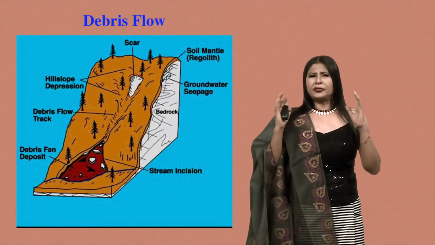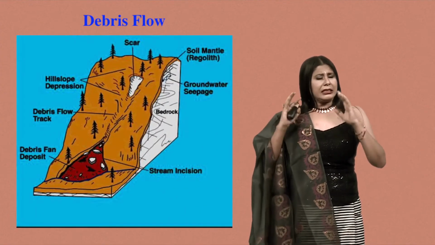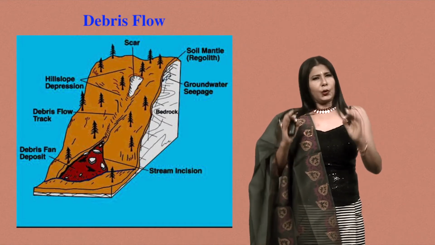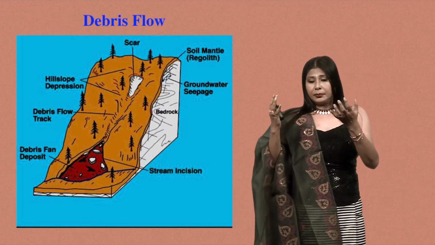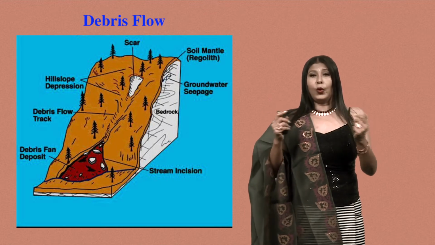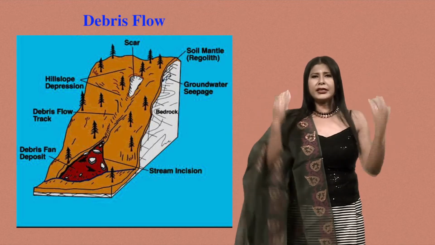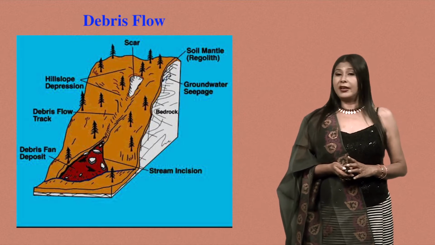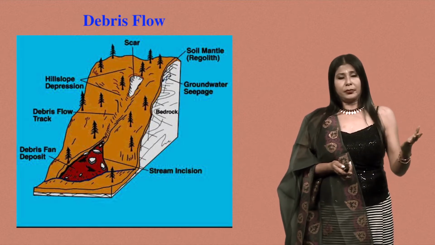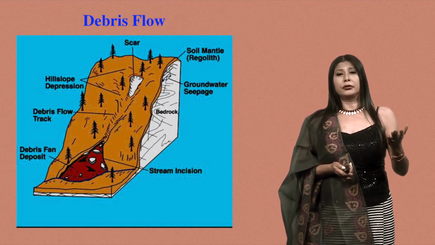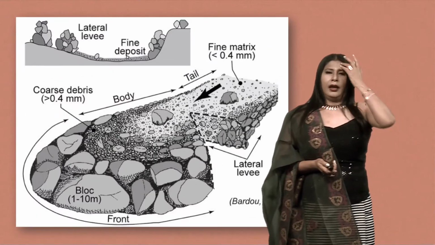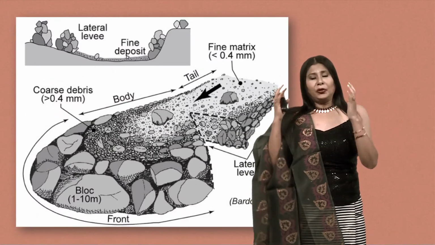When we say debris flow, it does not contain just rocks or soil. It also contains logs or even cars, whatever is there on the way, it just picks up, and it can be very dangerous, very destructive, and they can travel for kilometers.